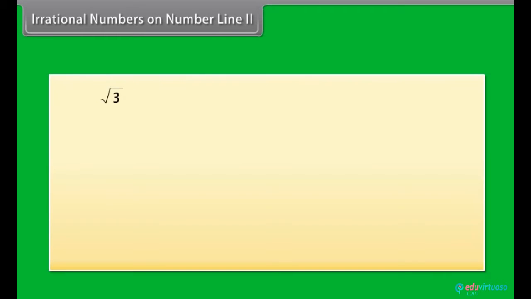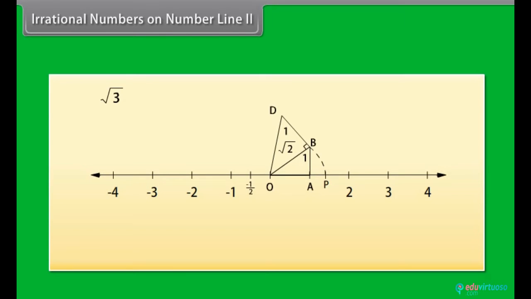Irrational numbers on number line 2. Similarly, to locate square root of 3 on the number line, we will construct BD of unit length perpendicular to OB. Then, by Pythagoras theorem, OD is equal to square root of 2 squared plus 1 squared, which is equal to square root of 3. Now, by using the compass with center O and radius OD, we will draw an arc intersecting the number line at point Q. The point Q corresponds to square root of 3 on the number line.